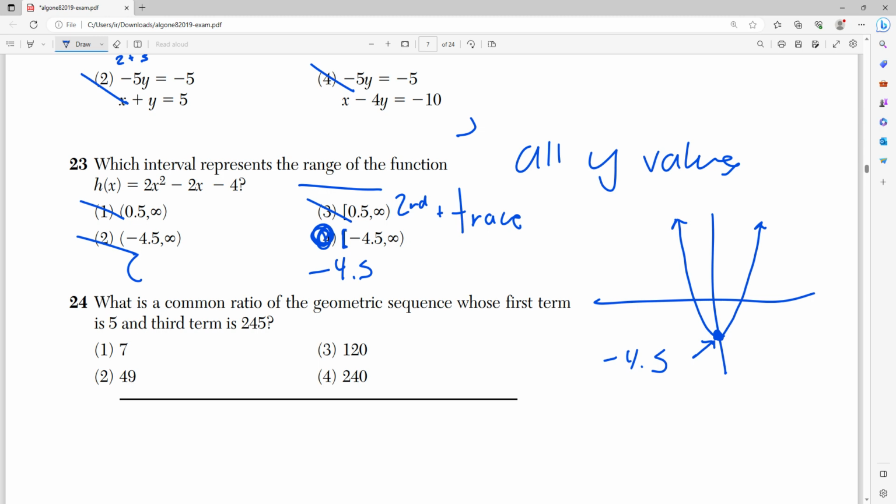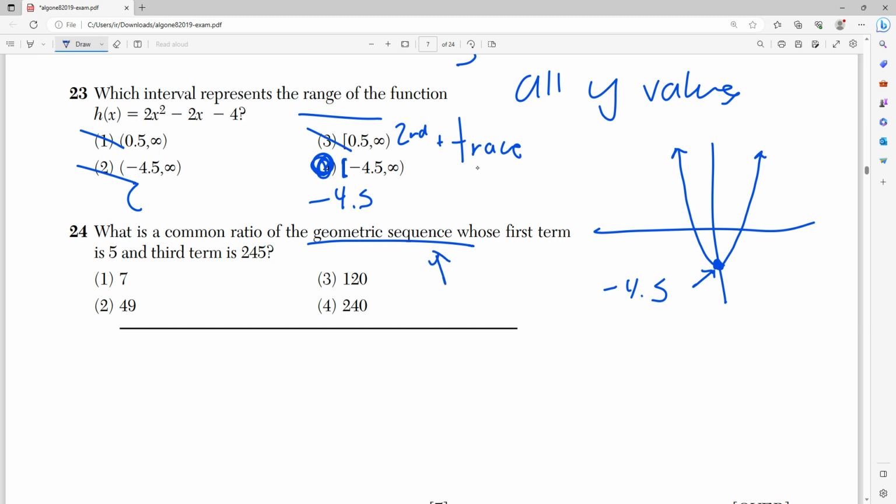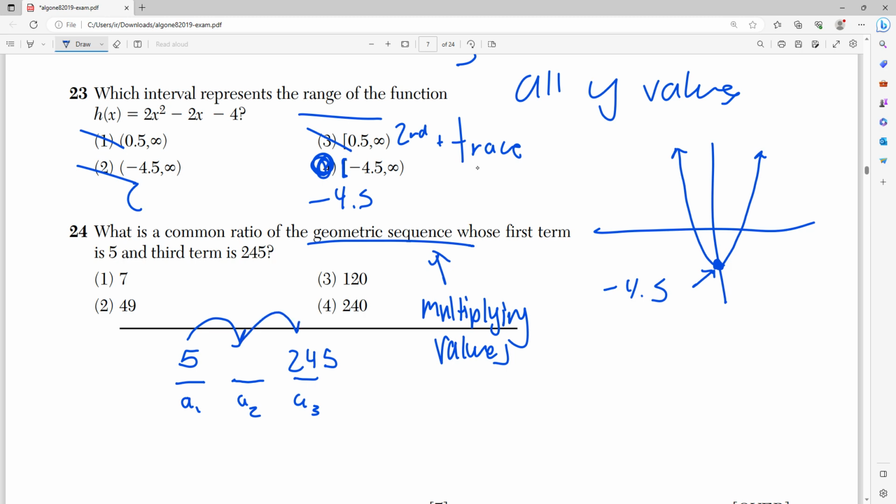24 says, what is the common ratio of a geometric sequence whose first term is 5 and whose third term is 245? So it's a geometric sequence, so you know that you're multiplying values, right? First I'm just going to assign place values. This is 5, our first term. Here's our second term. Here's our third term, and it goes 245. So what times 5 times that is equal to 245, right?